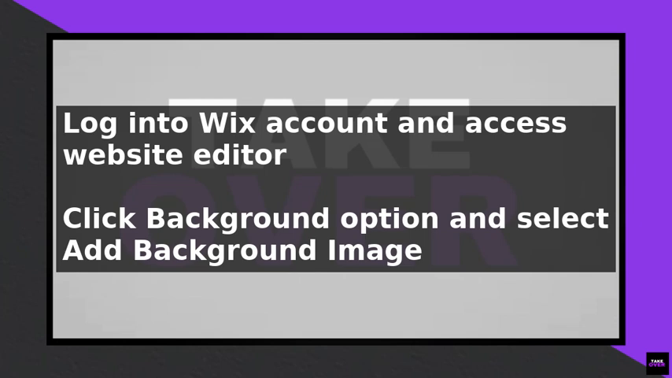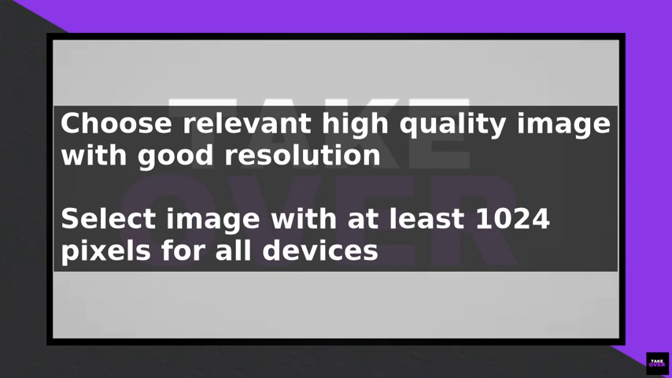Choose an image that is relevant to your website's content and is high quality. It is recommended to use an image with a resolution of at least 1024 pixels to ensure it looks good on all devices. Once you have selected your image, click on the Apply button to add it to your website. You can then adjust the image settings to fit your needs.